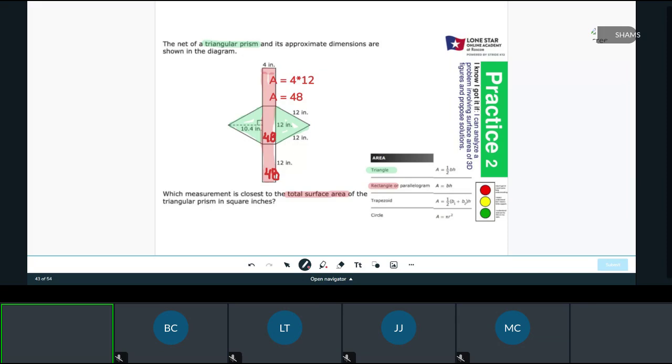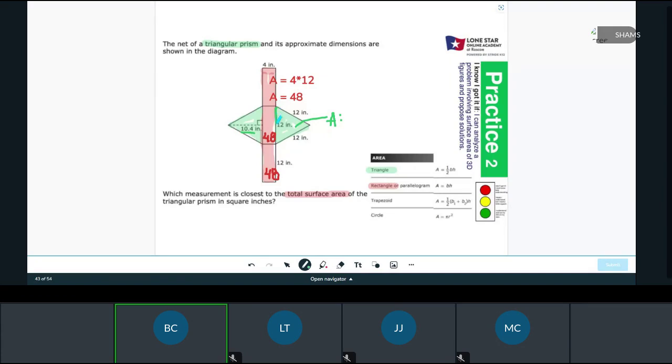Area of the triangle. Blessing, you finished? Let me see. Excellent, Blessing. Blessing, can you guide me on the triangle part? Okay, so with the triangle part, it gives you the height, 10.4. And then it gives you the length, 12.